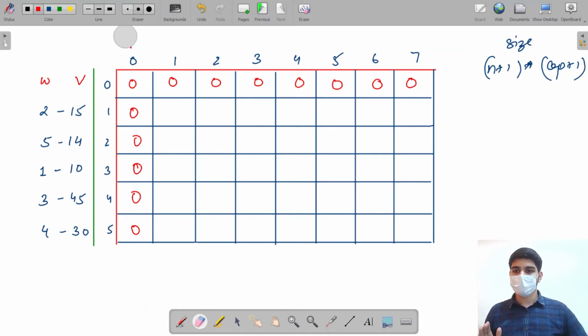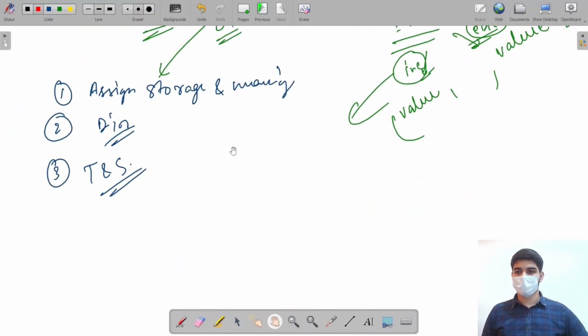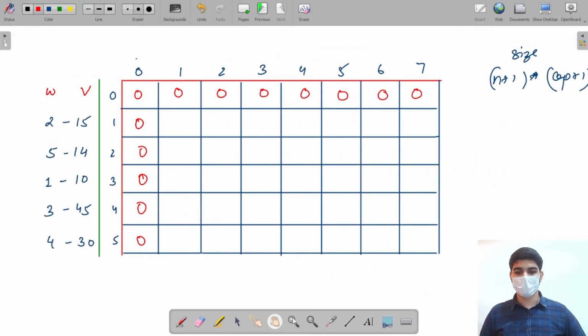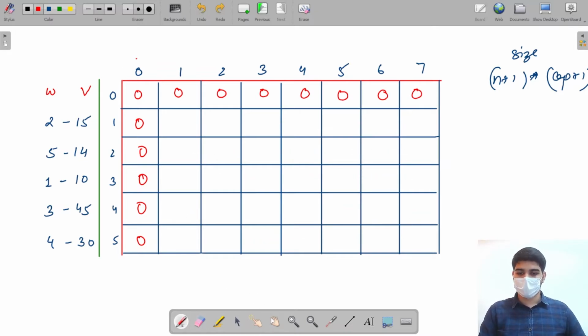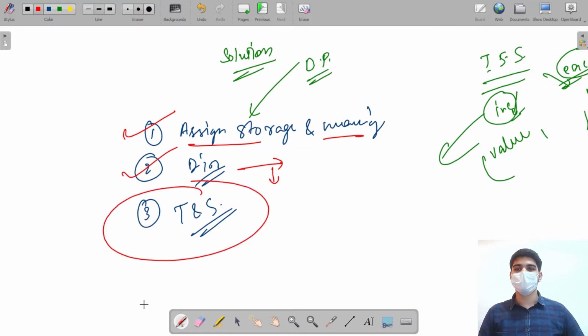Now that we know 2 things out of 3, what? The very first thing, assigning storage and meaning. Now we know the storage and the meaning, and the direction in which we have to solve. We know where we would get our answer. We would get our answer in the very last row and column, the very last cell that exists, right? So we would move in this direction, forward and downwards, right? So if you come over here, the direction is forward and downwards, right? Now the last step, which is traversing and solving.